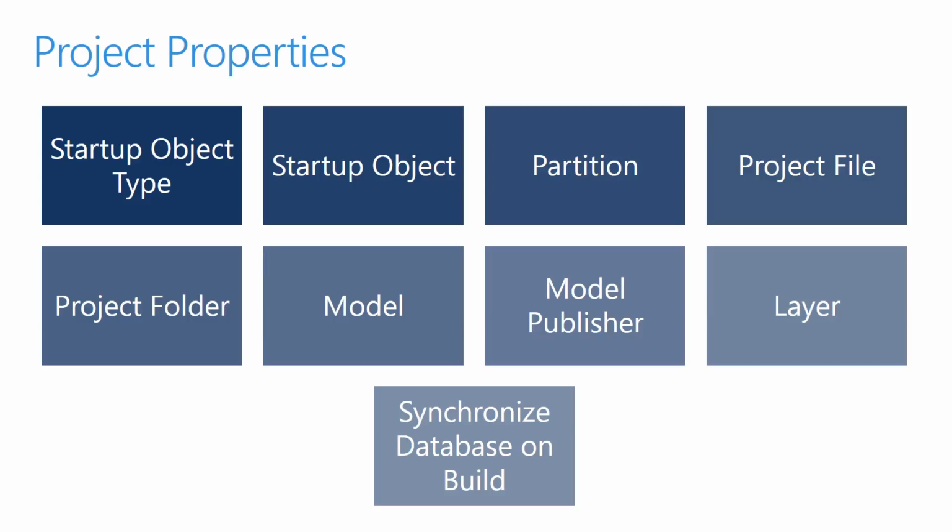The model publisher property is a read-only value that indicates the publisher of a model. The layer is a read-only value that indicates the application layer that the model is located in. Finally, the synchronized database on build property indicates whether the synchronize operation for database objects will be performed when the build action is run on the project.